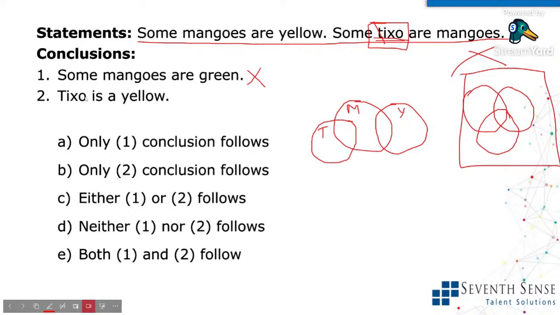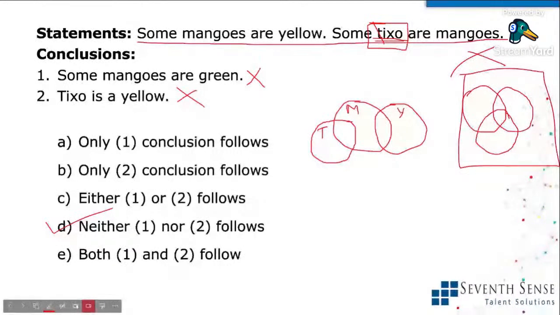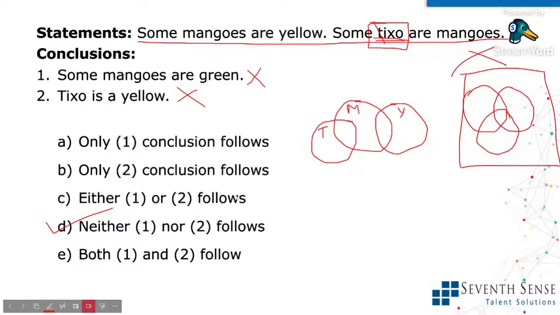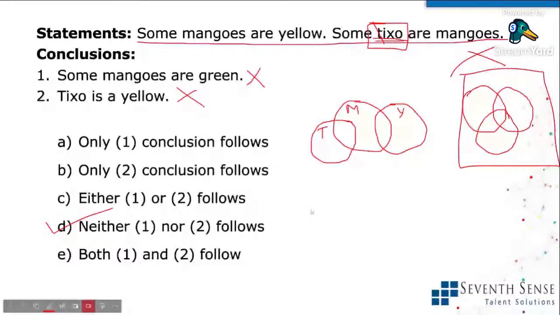Now, tixo is a yellow. No, because there is no clear connection between them. So again, it is wrong. So if both of them are wrong, neither one nor two follows. My correct answer is option D. Option D is the correct answer. I believe everyone got it.